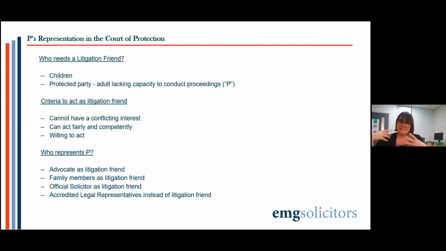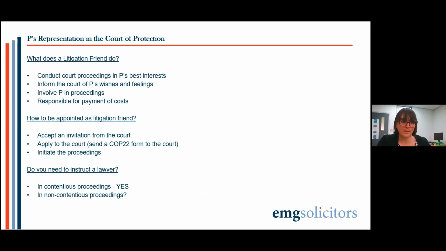So usually where a solicitor acts, they are instructed by someone. I act for clients where I am not instructed by anyone, but I take into account the person's wishes and feelings, and I speak to their advocate, and then I decide how I think the proceedings should progress, and I have to be appointed by the court in order to do that. What does a litigation friend, or indeed accredited legal representative, do?